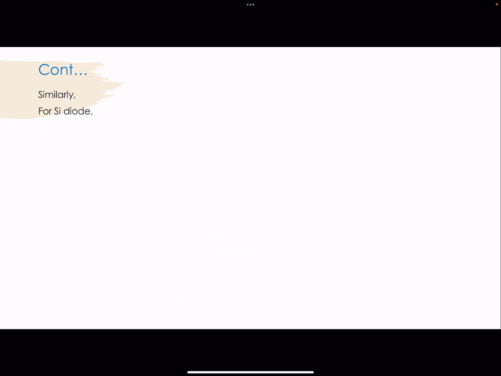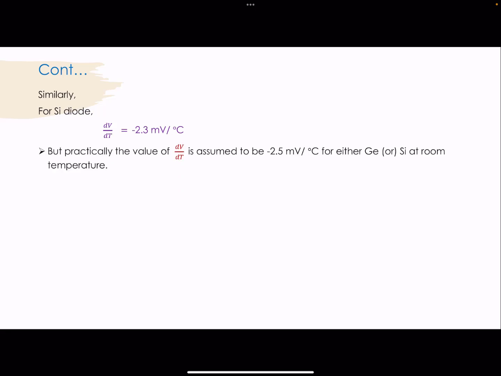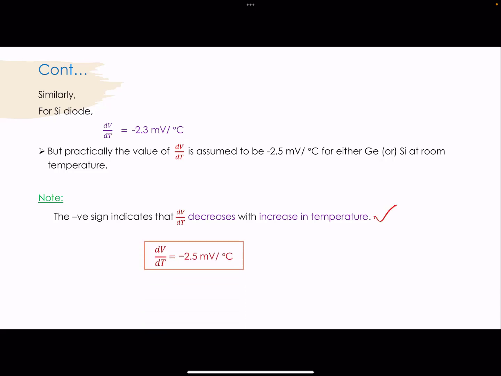Similarly, for the silicon diode, we get the value of dV by dt equal to minus 2.3 millivolts per degree centigrade. But practically the value of dV by dt is assumed to be minus 2.5 millivolts per degree centigrade for either germanium or silicon at room temperature. So the important note is, the negative sign indicates that V decreases with increase in temperature. So finally, the change in the voltage with respect to change in the temperature can be expressed as dV by dt is equal to minus 2.5 millivolts per degree centigrade. Let it be equation 10.